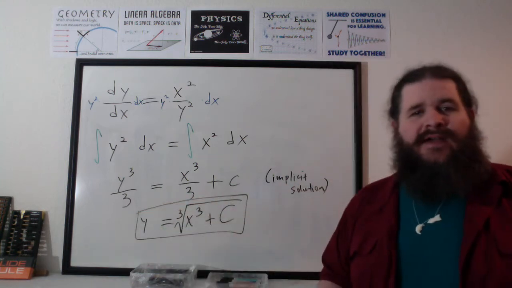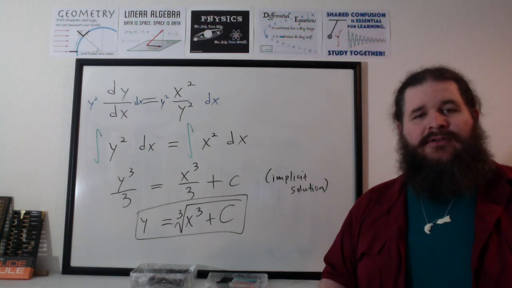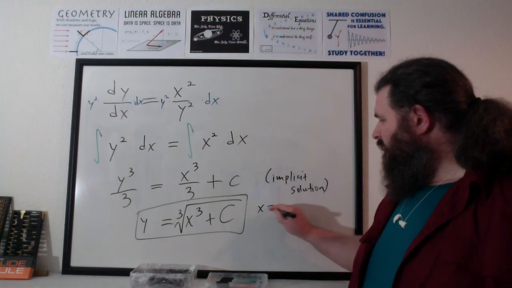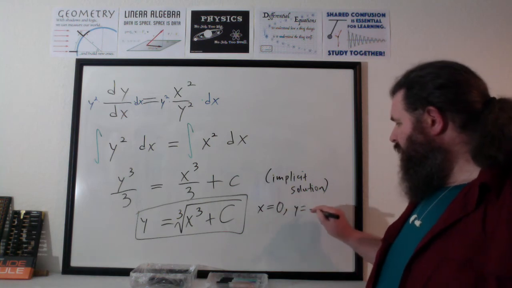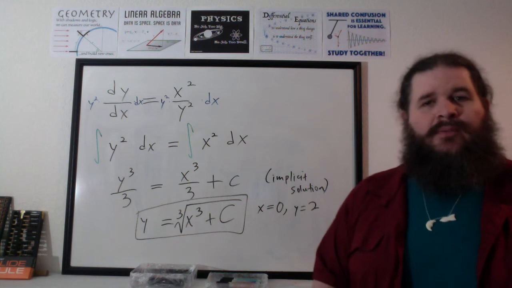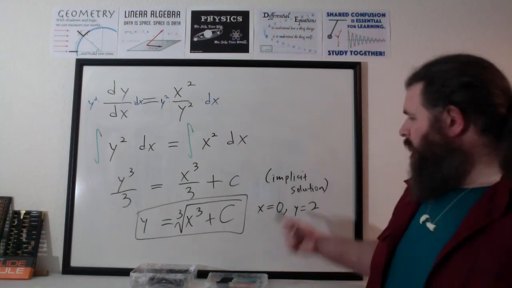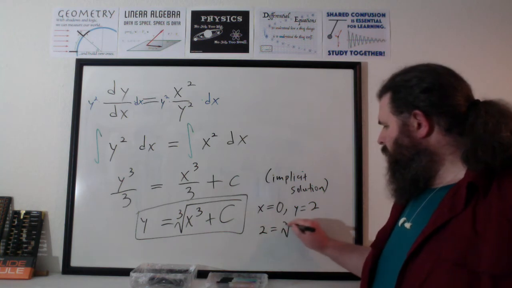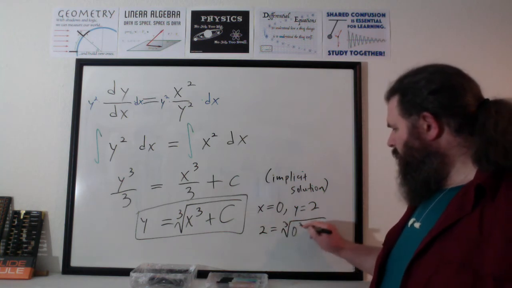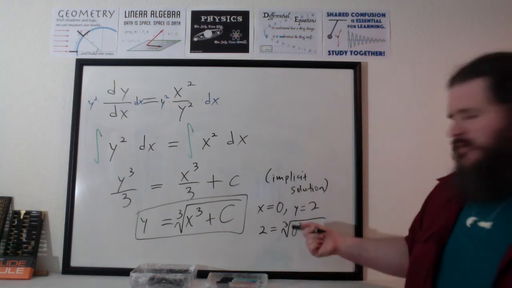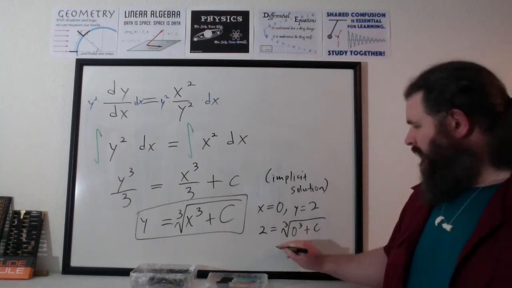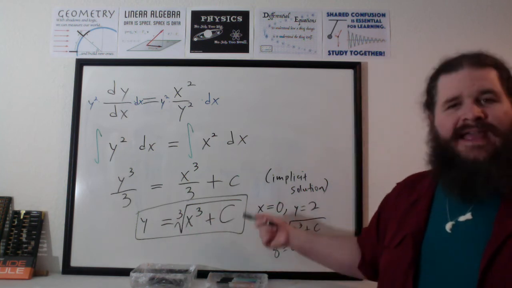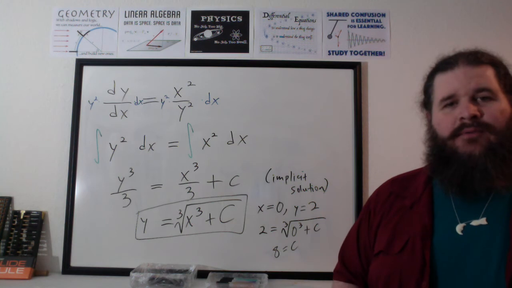And as usual, if you had initial values, you could plug those in and find the value of c. For example, let's say we happen to know that x equals 0 and y equals 2 is a point on the graph that it has to go through. We could just substitute those in, let y equal 2, let x equal 0, and then we could just cube both sides to get rid of the cube root and get 8 equals c. So y equals cube root of x cubed plus 8 would be the specific solution going through that point.